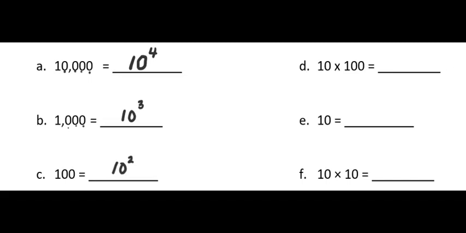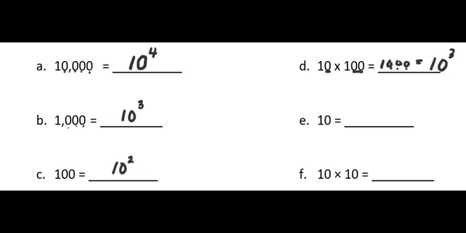On problem D, I have 10 times 100. Well, let's start by writing the product of 10 times 100. So 10 times 100 is 1,000. And here I have those 3 zeros. So I have a base of 10 and an exponent of 3. You could also see that in the problem, there are 3 zeros. So that's a direct connection to my exponent as well. So 10 times 100 is the same thing as 10 to the third power.